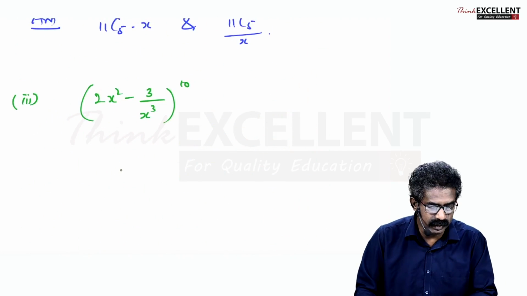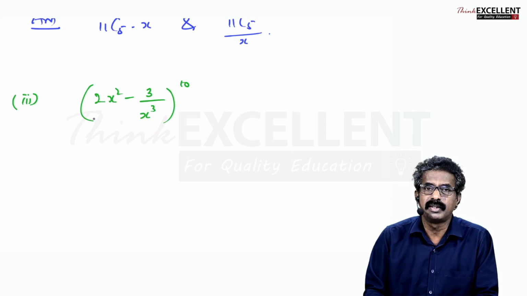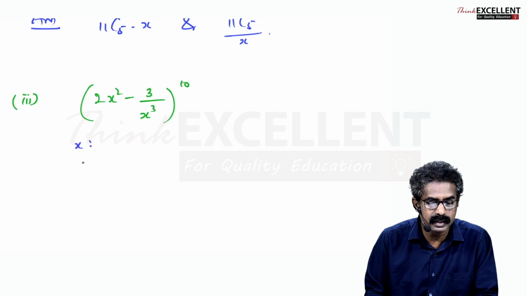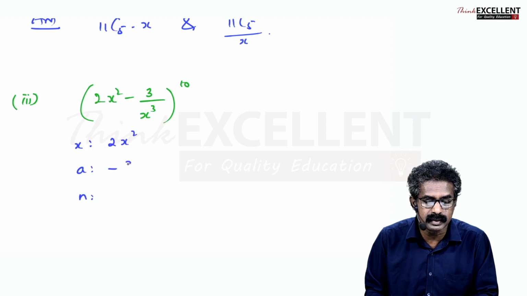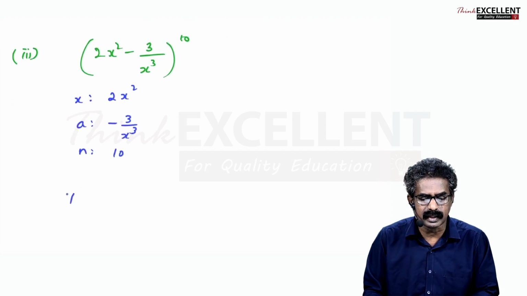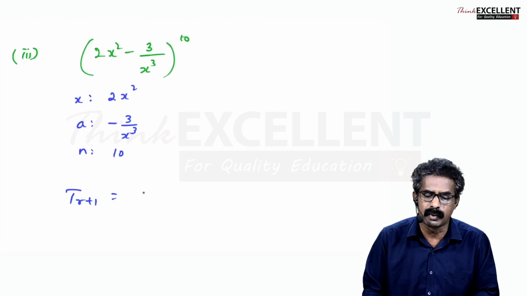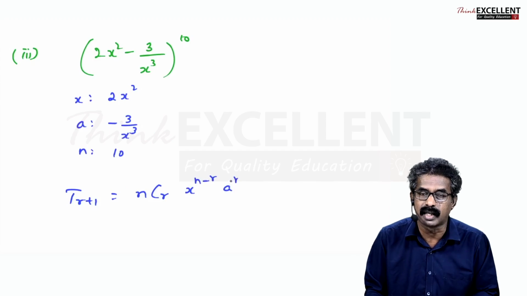So we have to find the middle term. Listen carefully. So compare. Always compare with (x plus a) raised to n. x is the first term, 2x square. a is the second term. Which sign you take? Minus 3 by x cube. And the power is n. Here the power is what? 10. Write the general term, tr plus 1. Same formula. What's the formula? nCr, x raised to n minus r, a raised to r.